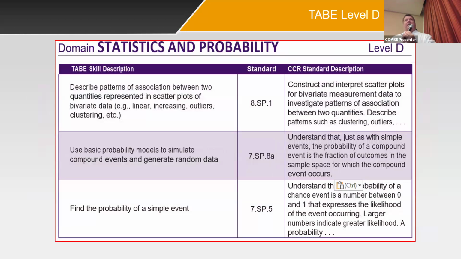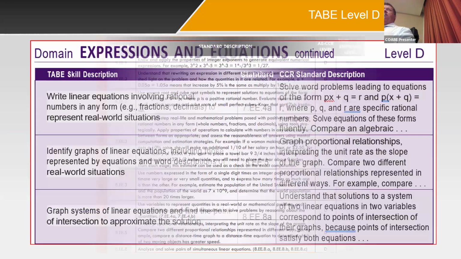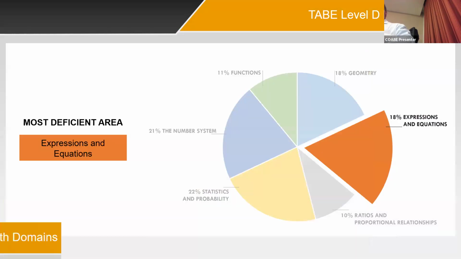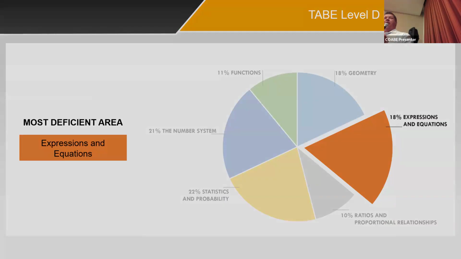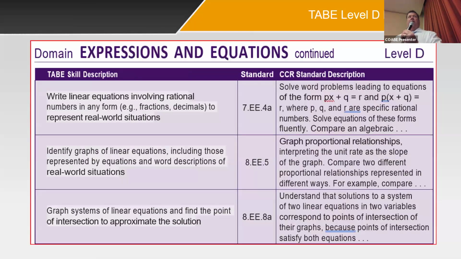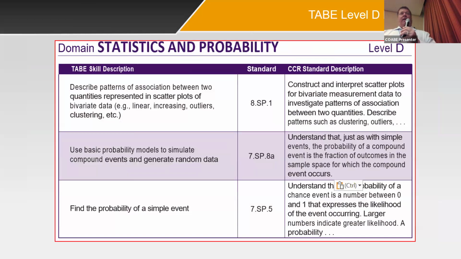In level D, statistics and probability was also a big area that had common deficient areas. If we go back to the pie chart real quick to see where that percentage is laid out, statistics and probability down there in the green, or now it's yellowish, is 22%, but it also is very often assigned as one of the deficient areas. So we have that as the secondary resource for most frequently missed skill areas.